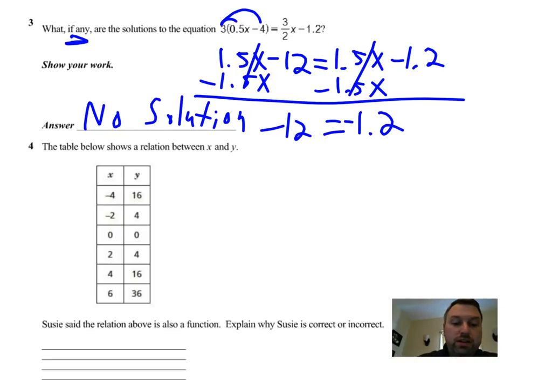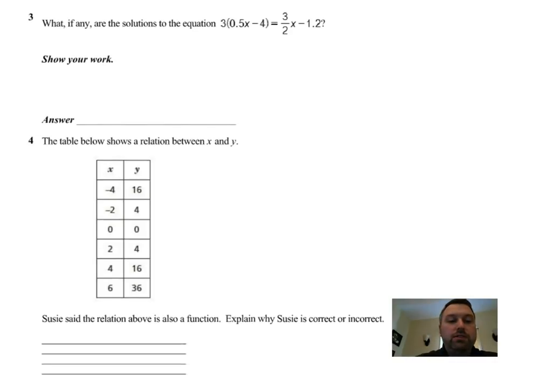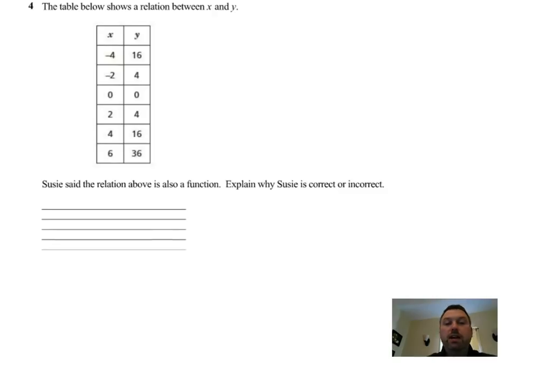Okay, the next one, when I was grading this, I saw what a lot of you were thinking. So a lot of you got it wrong, but once we fix it, I know the next time around a lot of you would get it correct. It says the table below shows a relation between x and y. Remember, a relation is just any way that two letters are connected. They're connected somehow. It says Susie said the relation above is also a function.